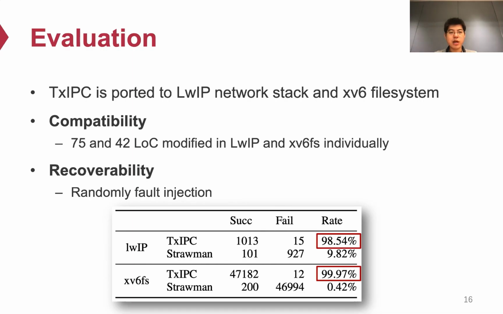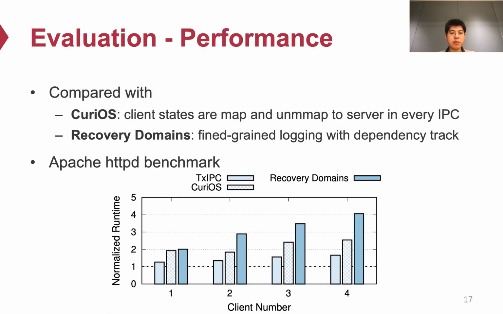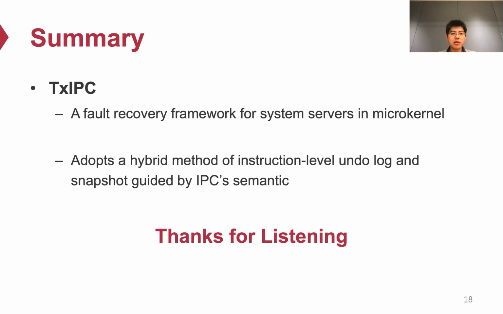We port transaction IPC to the LWIP network stack and the x86 file system, both with less than 100 lines of code modified. The fault injection test shows that the system servers can recover from 98% of the errors. For the performance, transaction IPC incurs an overhead of about 25% in the Apache HTTP benchmark with a single thread, which dramatically outperforms existing solutions.